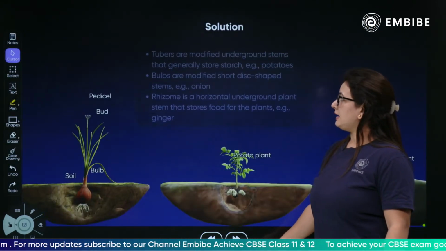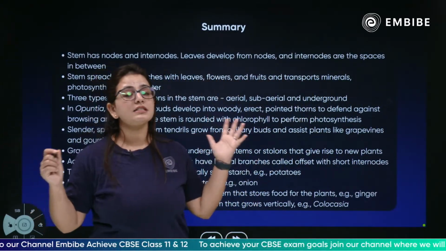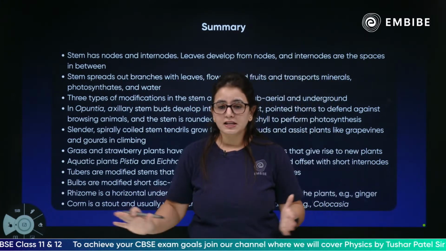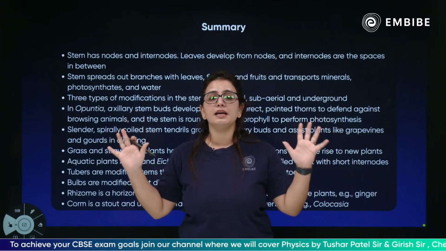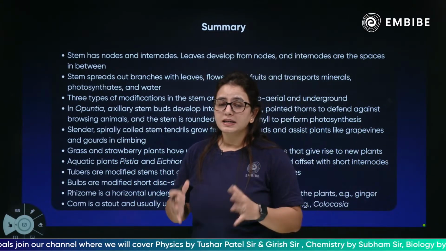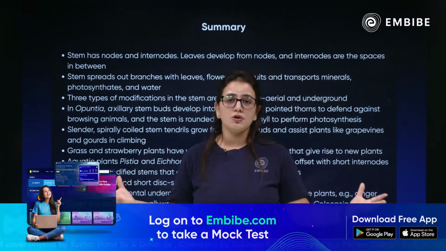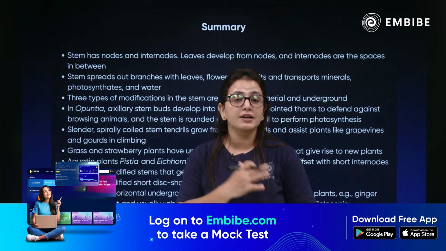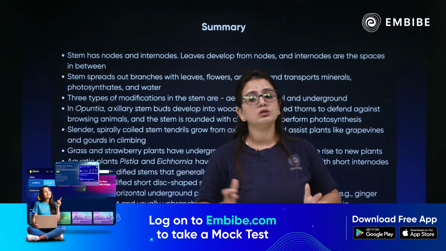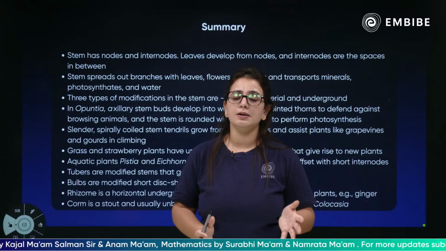Coming to the end of our session, which is on the stem, we have discussed all the modifications of the stem: aerial, subaerial, underground. Everything related to the stem has been discussed. The stem is a part of the shoot system and is always negatively geotropic, but there are certain exceptions where the stem can be underground. In some arid regions, certain stems have chlorophyll and can undergo photosynthesis. So this is a very important part of the morphology of flowering plants, children.